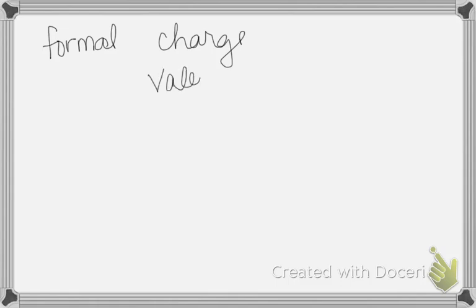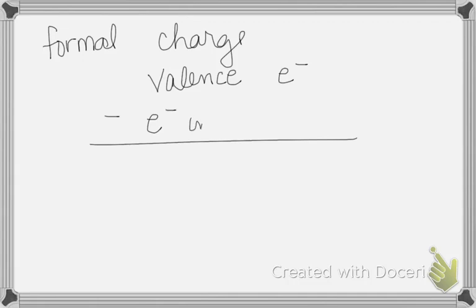We're going to learn to calculate something called a formal charge. To calculate a formal charge, you take the valence electrons minus the electrons in the Lewis structure, and that will give you the formal charge.